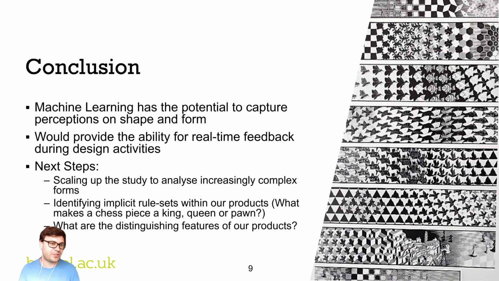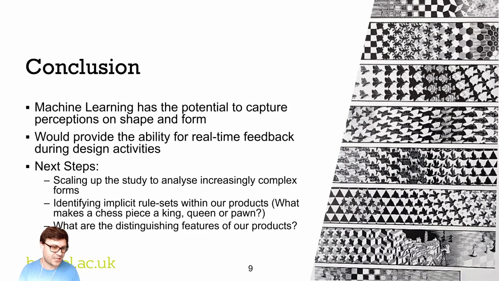So in conclusion, machine learning has the potential to capture perceptions in shape and form. This would then be able to provide that real-time feedback because we could feed in renders of potential products, and then use that as the user feedback straight in the loop.